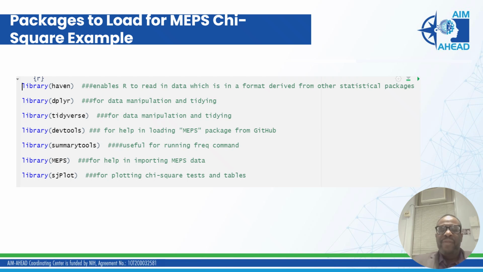We will utilize several packages in the course of this chi-square example. Remember that if you have not installed these packages before, you will need to install them prior to loading them for this particular session. You're probably already familiar with the dplyr and tidyverse packages. The MEPS package facilitates easy access to the MEPS data from the MEPS website. As we will shortly see, the sjPlot package is one that will assist us in performing chi-square tests and producing resulting output in one step.